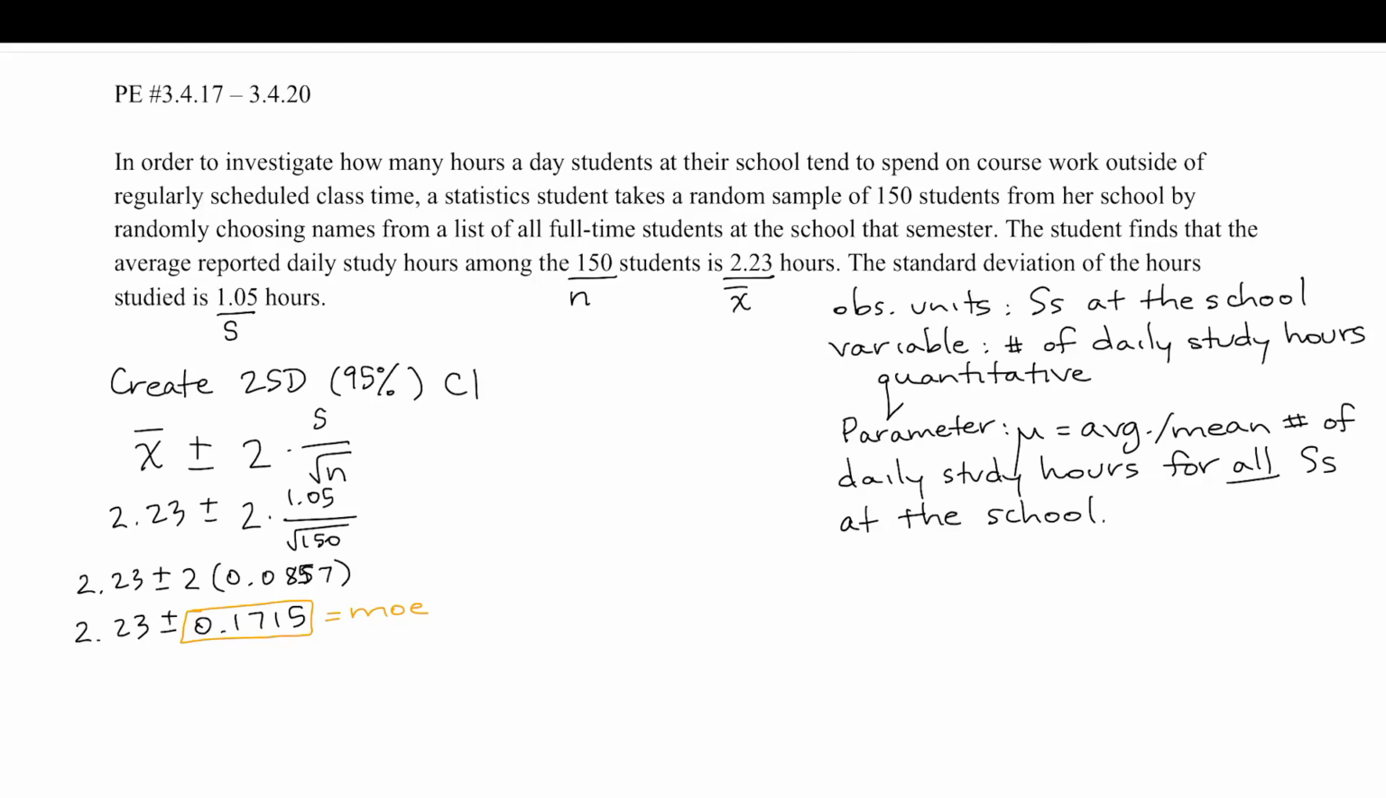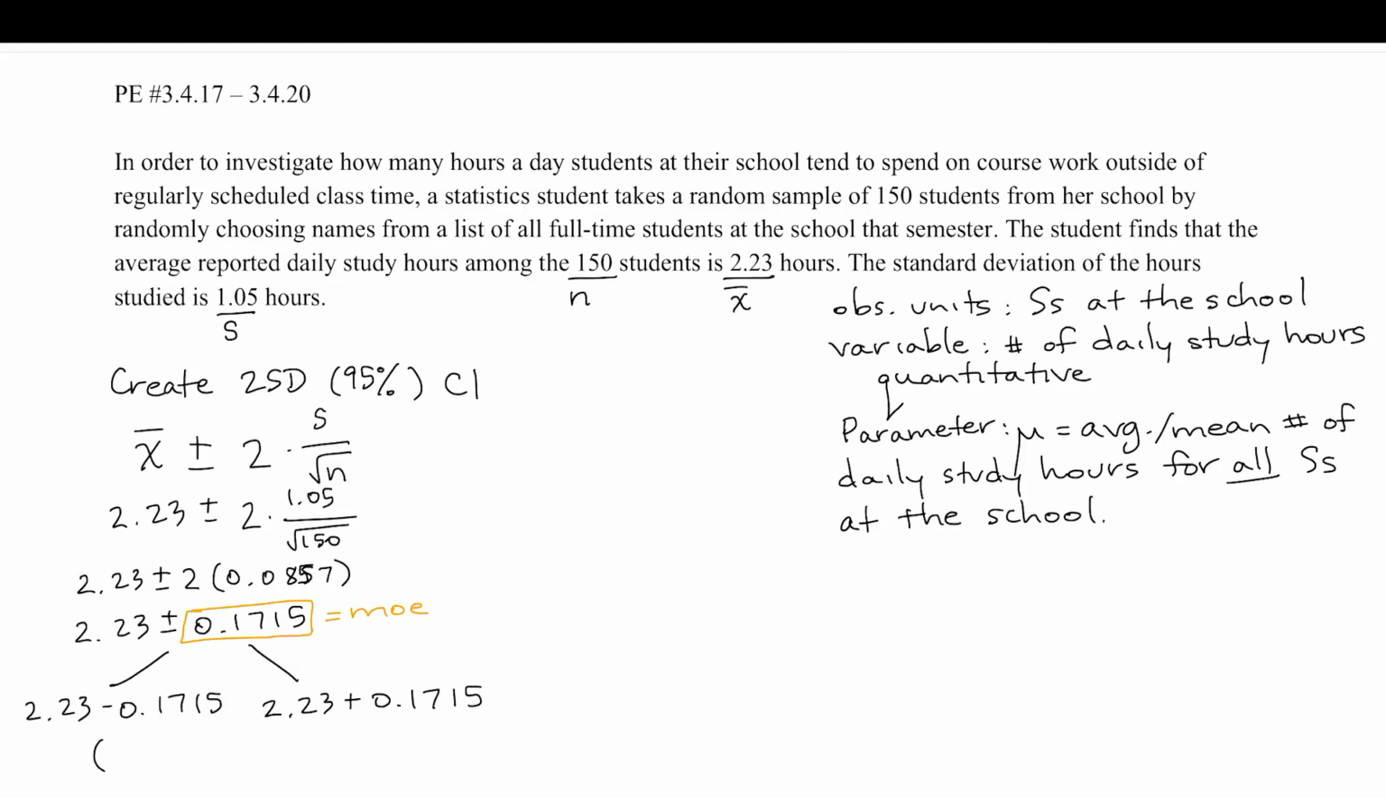Statistic 2.23 plus or minus a margin of error of 0.1715. Then my next step is to actually do the plus or minus. That is, I take my statistic minus the margin of error, and separately I take my statistic plus the margin of error. I always put the subtraction on the left and the addition on the right so that my interval limits come out in the correct order.